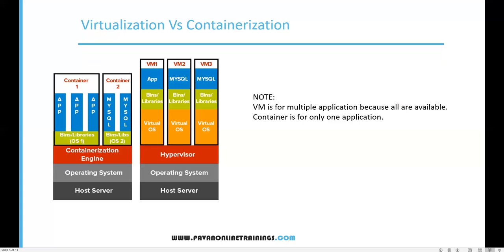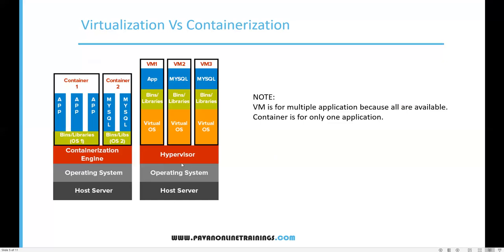Now we will see exactly virtualization versus containerization. This is a basic comparison between the two. In virtualization, we have multiple VMs, and every VM is independent. In containerization, there are multiple containers. Again, containers are also independent, but containers have different settings and configurations, and even VMs have different settings and configurations.